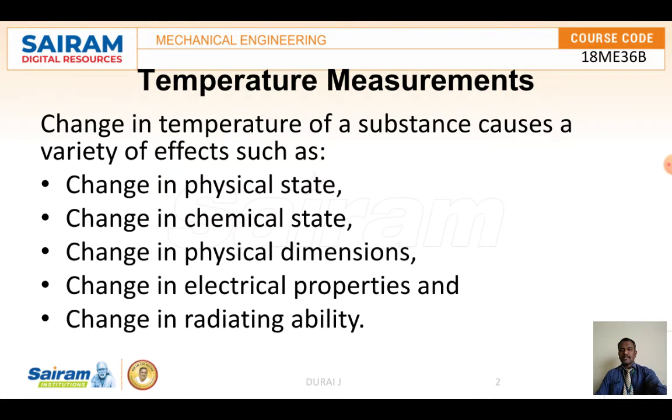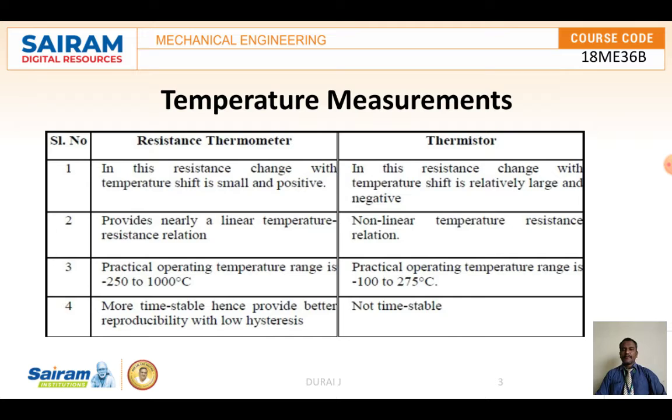Okay, so the next thing we are going to discuss is the difference between the resistance thermometer and thermistor. If we take the resistance thermometer, the resistance change with temperature shift is small and positive. Take the thermistor, here the resistance change with temperature shift is relatively large and negative. The resistance thermometer provides a linear temperature-resistance relation, whereas the thermistor provides a non-linear temperature-resistance relation.